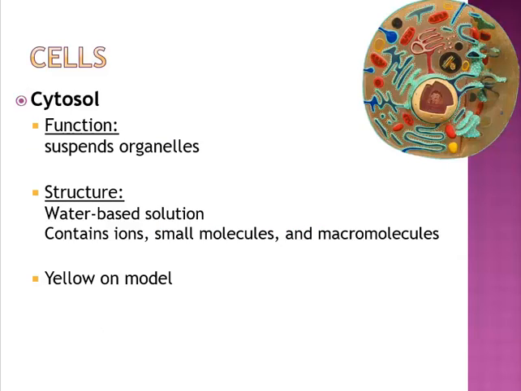Next we have our cytosol. So the main function of the cytosol is to suspend your organelles. The structure is mainly a water-based solution and it contains ions, small molecules, and macromolecules. And we can see our cytosol in this picture as the yellow, translucent background.